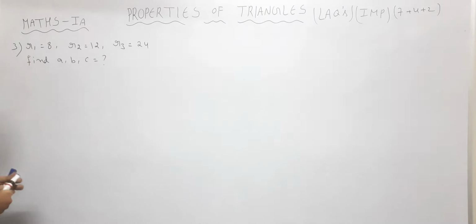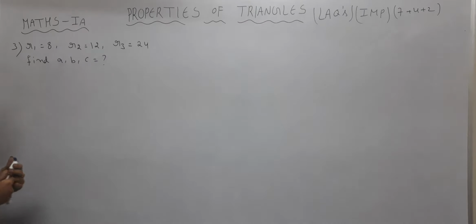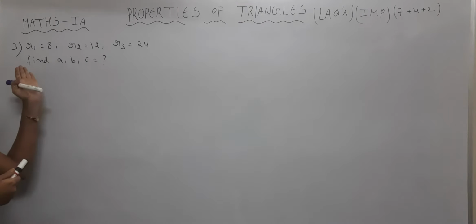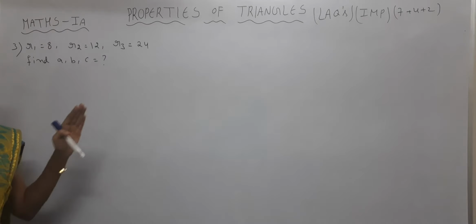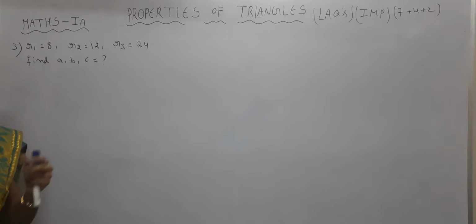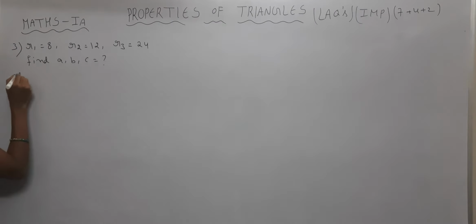Next is the continuation of Maths 1A properties of triangles. In this third sum, it's also very important. Here R1, R2, R3 are given. Then find the ABC values. The R value is not given here, so first you have to find the R value. How can you find the R value? What is the formula? See here.